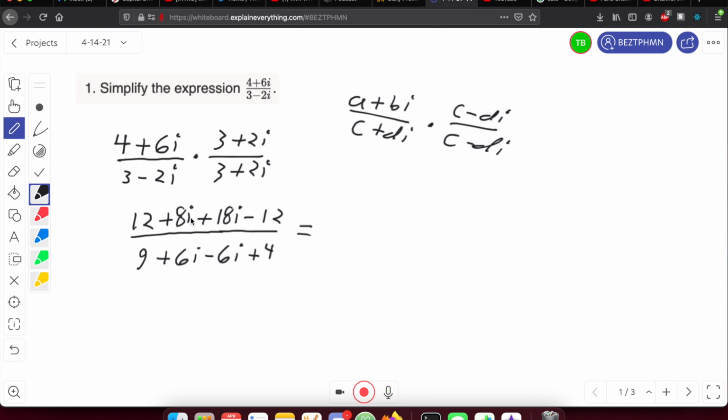Okay? So we'll simplify on the top. These two terms are going to cancel. We'll end up with 26i, looks like. And then on the denominator, these two terms will cancel, and we'll be left with 13. Now we have 26i over 13. 13 goes into both of these numbers, so we can simplify. We can just drop out the 13 from both of these. 13 divided by 13 is 1, and 26 divided by 13 is 2, so we're just left with 2i, and this is our final expression.